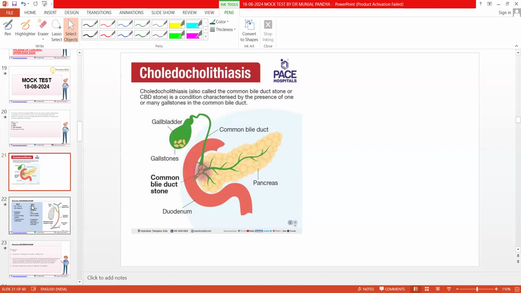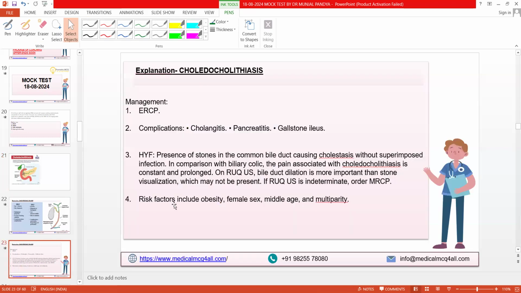If the size is bigger and we have already done the papillotomy, after that bleeding can also occur as a complication. Absolutely. Bleeding is a complication of any procedure. So ERCP is the best management, as we discussed. Complications: cholangitis, as we said, because we are dealing with the common bile duct. Pancreatitis, yes, and gallstone ileus sometimes, and bleeding as well, obviously, as with any procedure. But it is a very small minor vessel, so it will heal on its own.